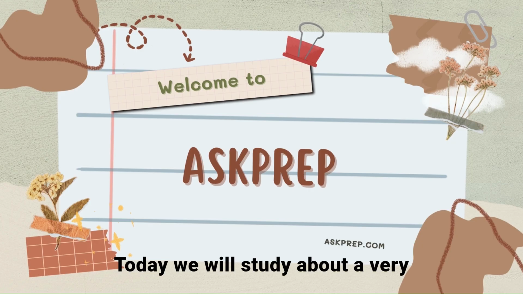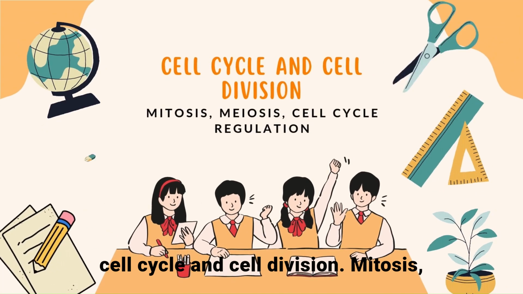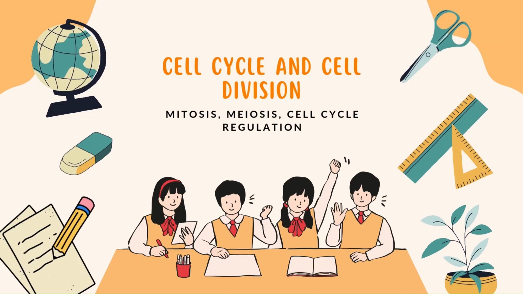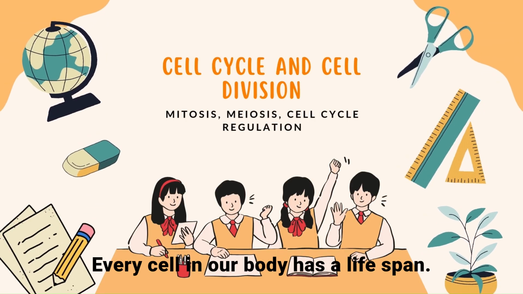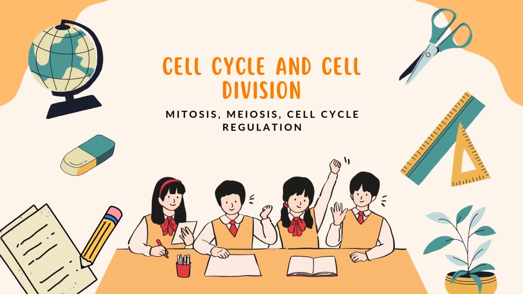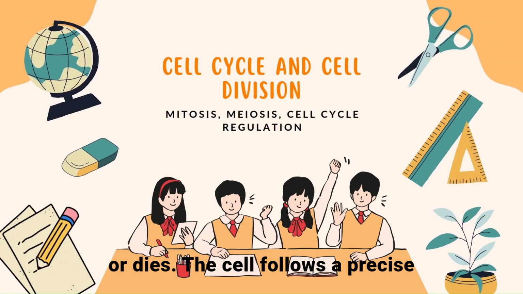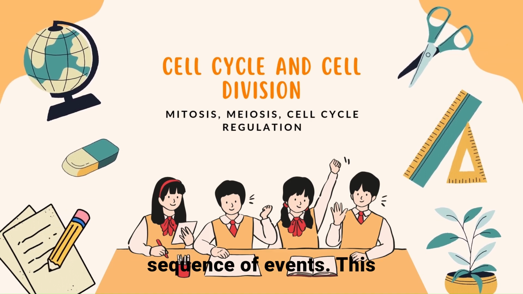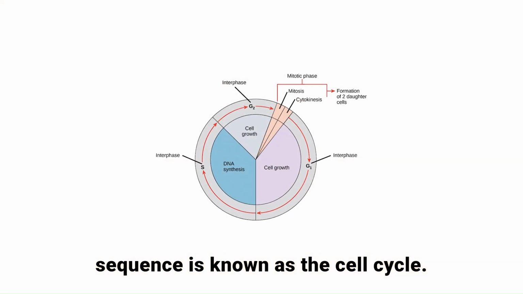Today we will study about a very important topic of biology, which is cell cycle and cell division, mitosis, meiosis, cell cycle regulation. Every cell in our body has a lifespan. From the time it is formed to the time it completes its function and divides again or dies, the cell follows a precise sequence of events. This sequence is known as the cell cycle.